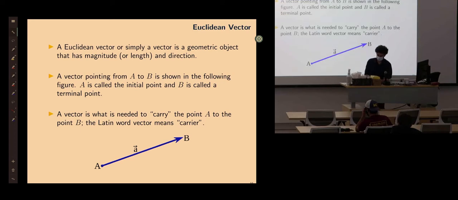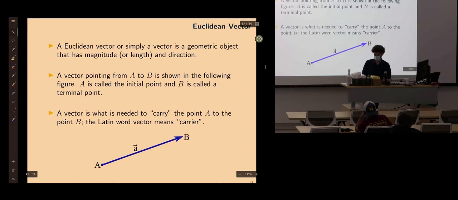So a vector pointing from A to B is here. A is a point in the space. B is another point. A vector is pointing from A to B. The origin of this term, vector, is from Latin. It means carrier. It's what is needed to carry B to A, right? You can imagine the length of that is the magnitude, and then the line from B to A, that's the direction of the vector.